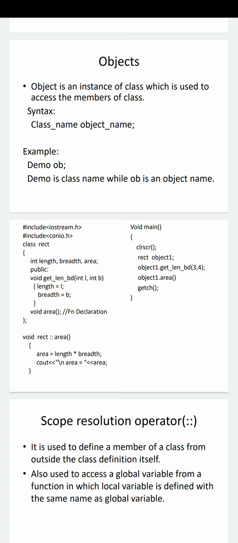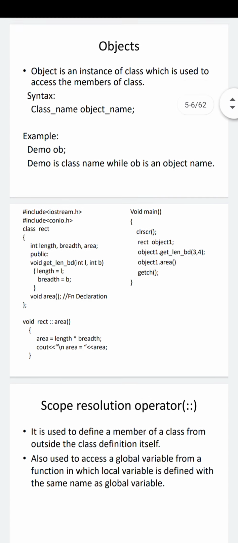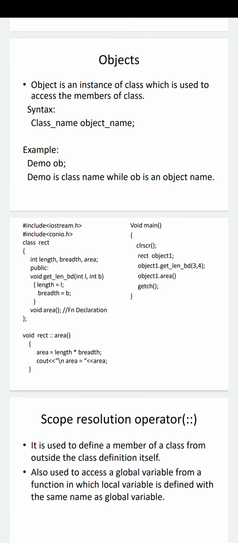So you can see here the get length breadth function's return type is void, and we are passing two arguments inside it. One is integer type L and another is integer type B. Now these L and B are the local variables for this particular function, so they will exist only till this function exists. Now what we have done here is we have assigned the value of L to the length, which is the variable of the class. Again we have assigned the value of B to the breadth, which is again the variable of the class.